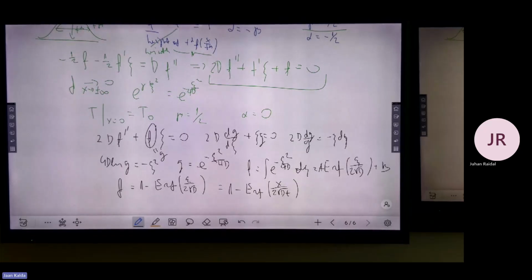Right, any questions? Oh, homework. Let it be finding a self-similar solution for a nonlinear diffusion equation.